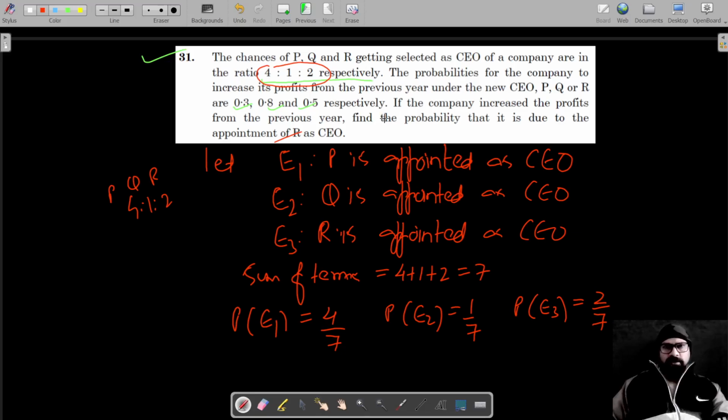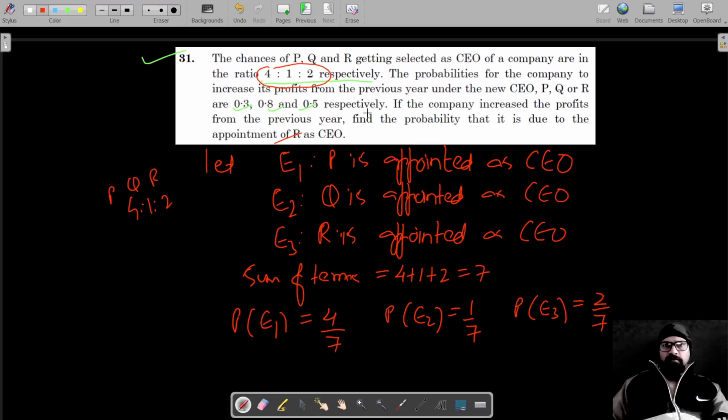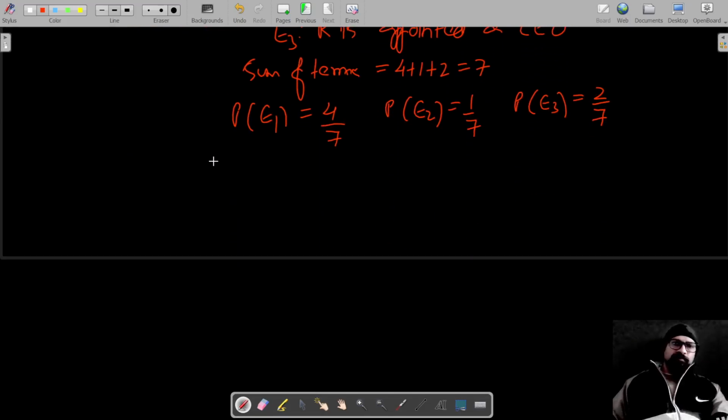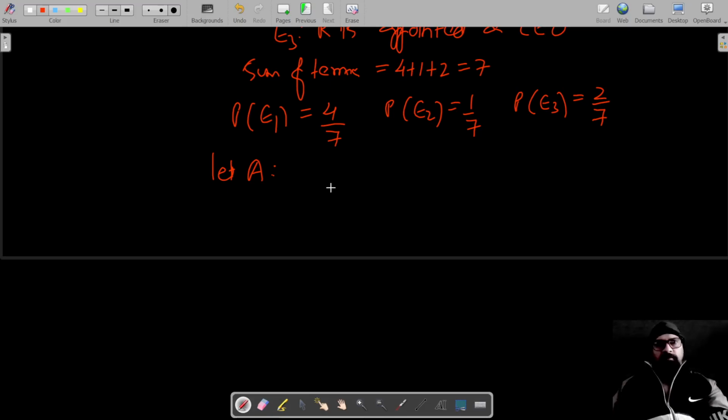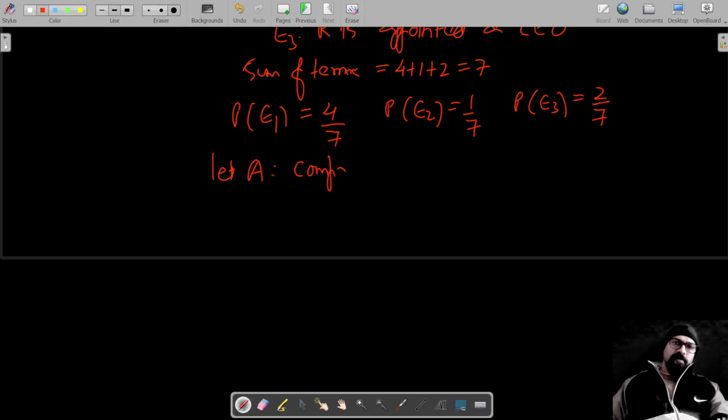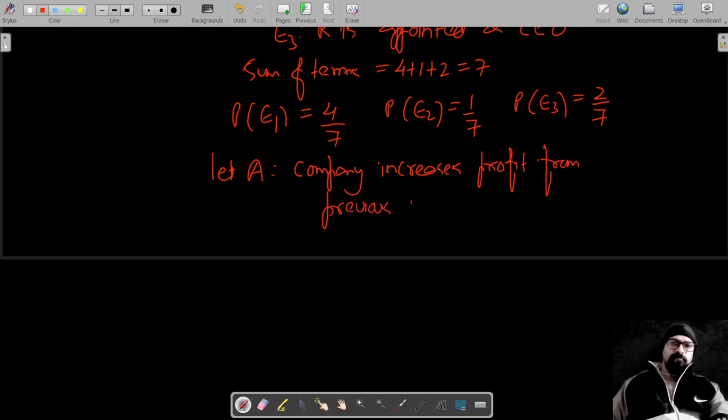Now the whole scenario is going around increasing the profits from the previous year. So let's say A is an event for the company's profit increase from the previous year. So A is the event when the company increases profit from the previous year.